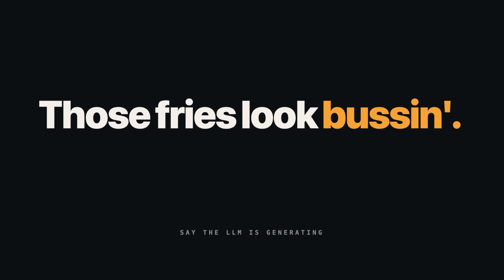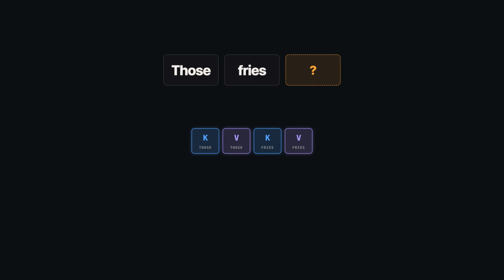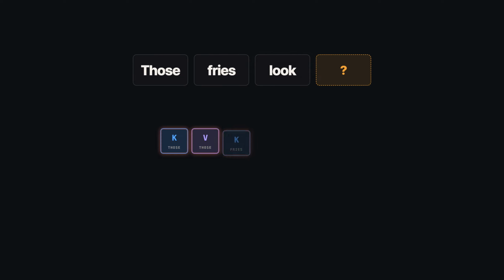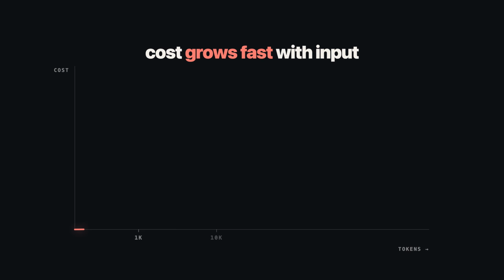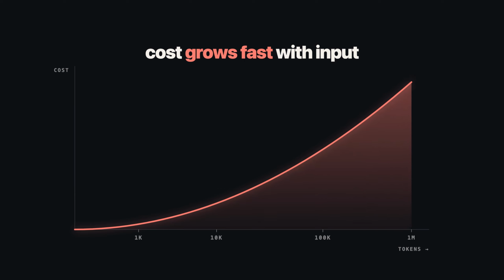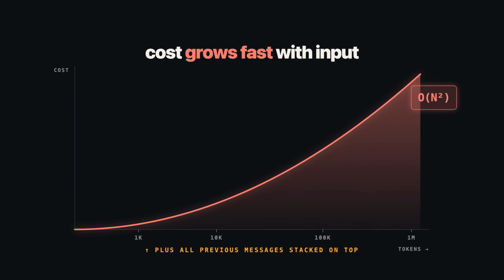Say the LLM is generating "those fries look bussin." Once it has produced "those fries," it has to compute key and value vectors for both of those tokens before it can pick "look." For "bussin," it has to do the same thing, but now it needs to do the same calculation for 3 tokens. The time to compute all of those vectors grows fast with the size of your input, which usually includes all your previous messages on top of the new ones.